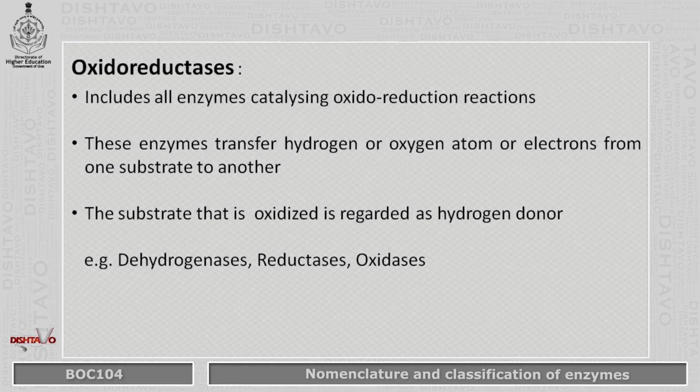Oxidoreductases include all the enzymes that catalyze oxidoreduction reactions. These enzymes transfer hydrogen or oxygen atoms or electrons from one substrate to another. The substrate that is oxidized is regarded as the hydrogen donor. Dehydrogenases, reductases, and oxidases are some of the examples belonging to the class oxidoreductases.